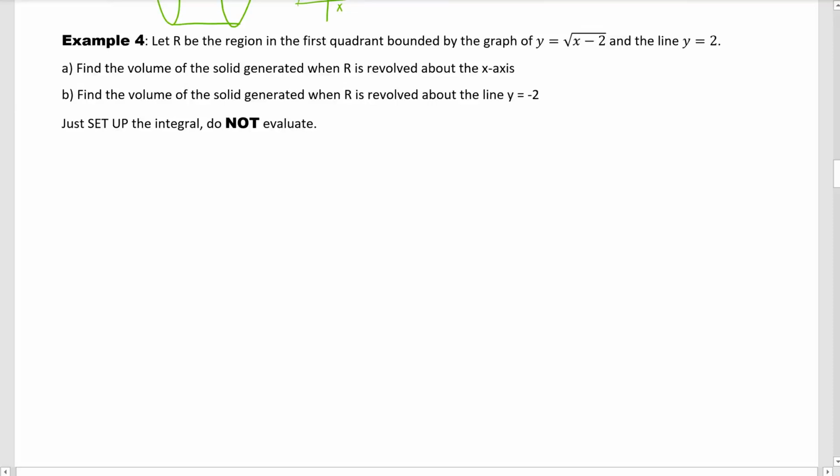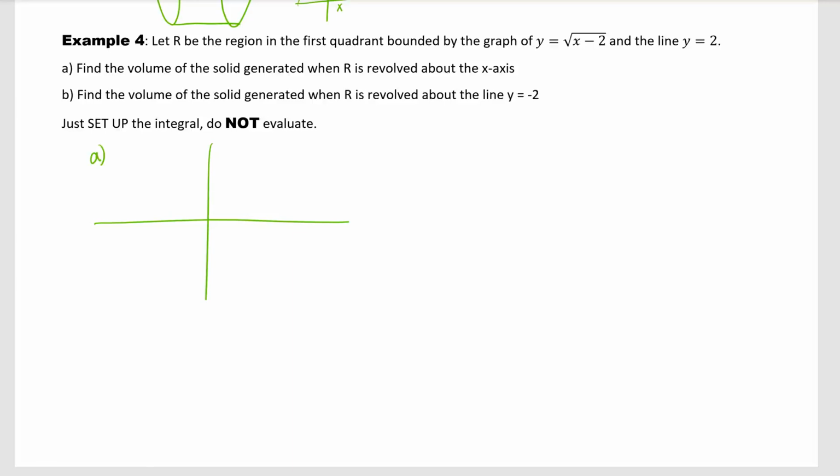Okay, so example 4. Let R be the region in the first quadrant bounded by the graph of y equals square root of x minus 2 and the line y equals 2. Find the volume of the solid generated when R is revolved about the x-axis. Part A, because it's revolved about the x-axis, we actually need to solve the integral. But for part B, just set up the integral. Do not evaluate. So let's draw the picture.